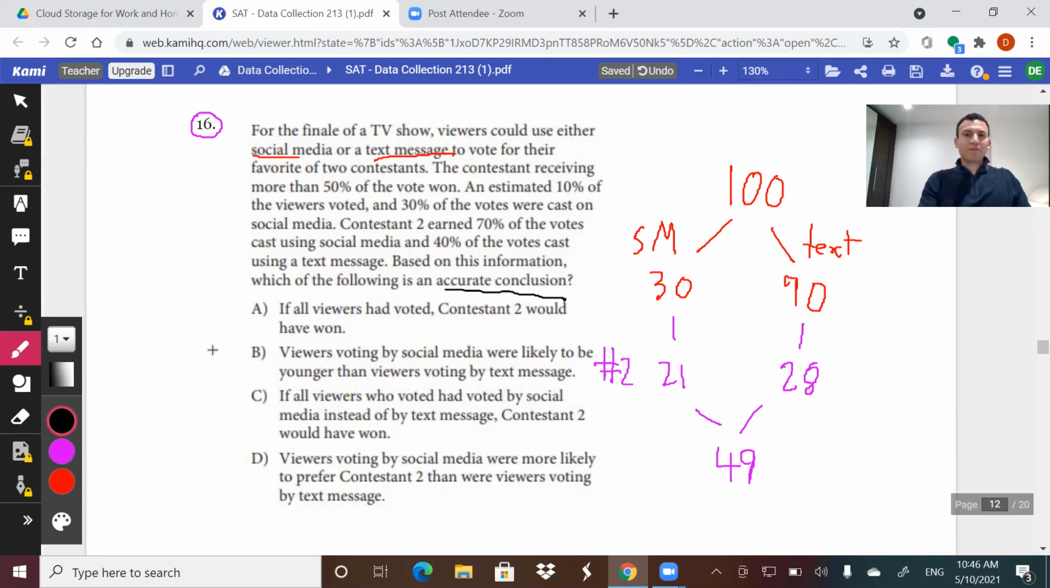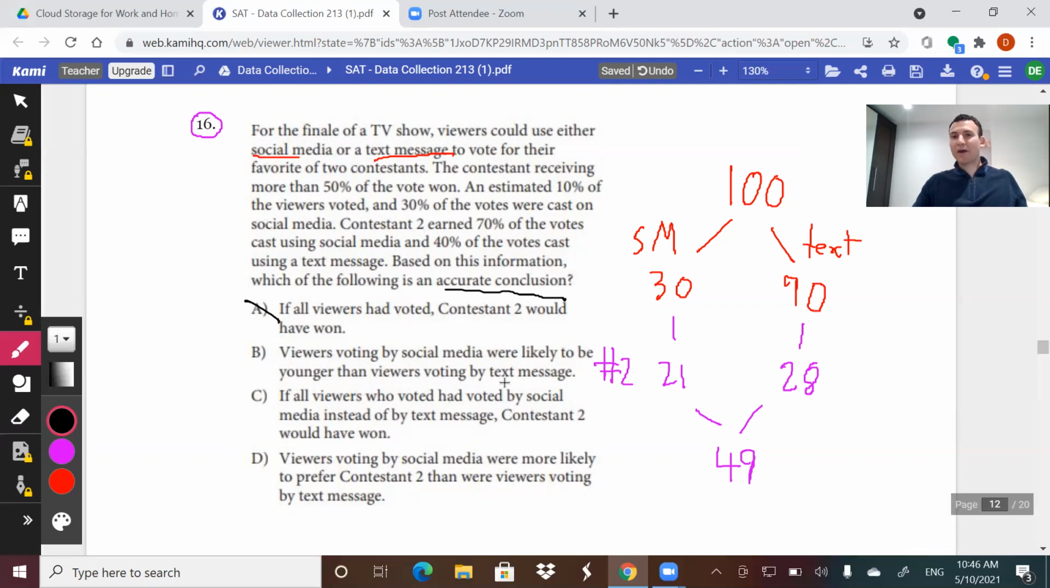So if all viewers had voted, contestant 2 would have won. We have no way of knowing what the other 90% of viewers would have done. So A is off. Viewers voting by social media were likely to be younger than viewers voting by text message. Can't make that assumption. We don't know. There's no way of knowing that.